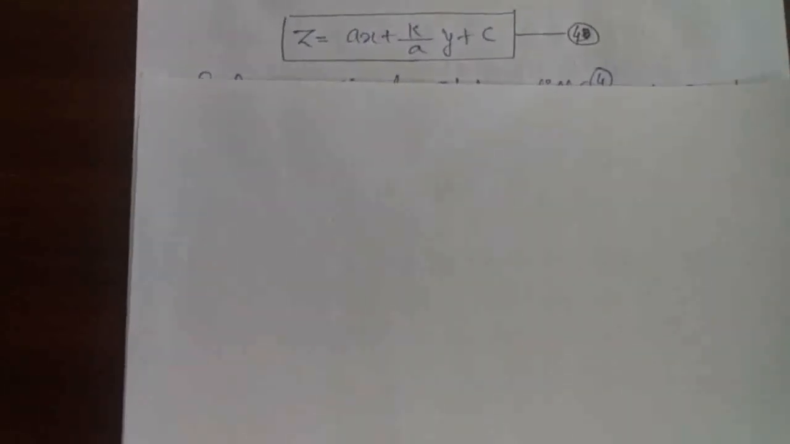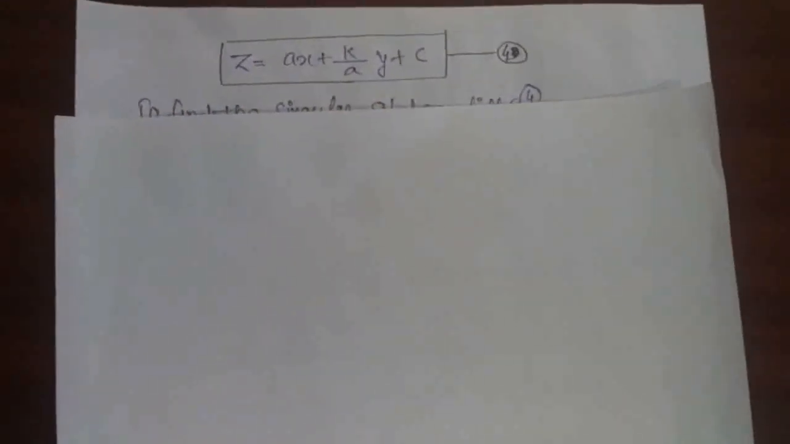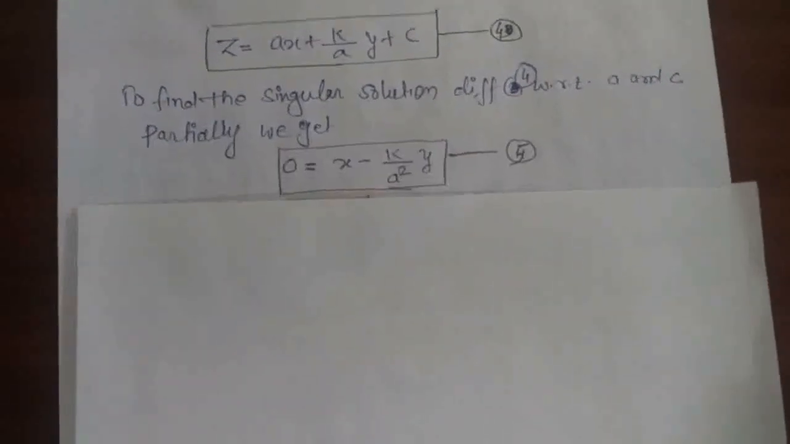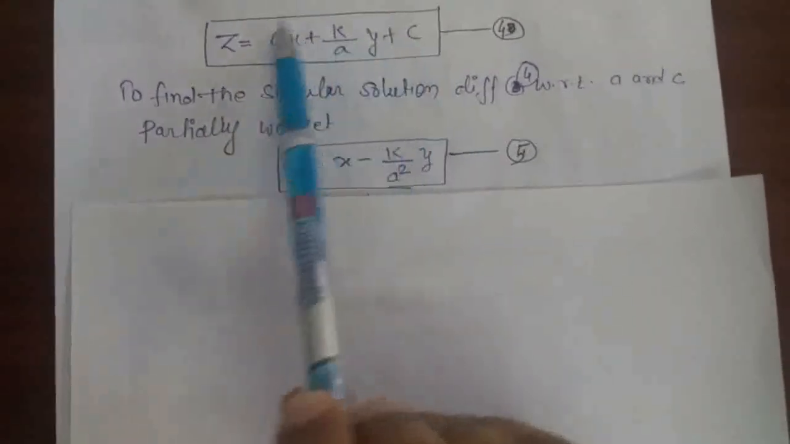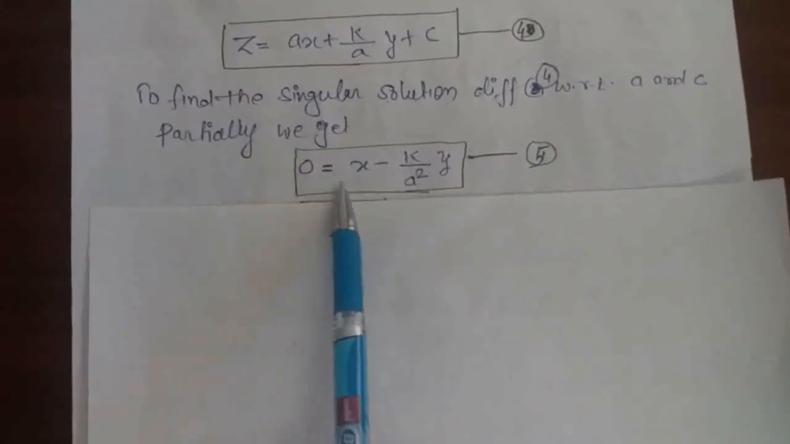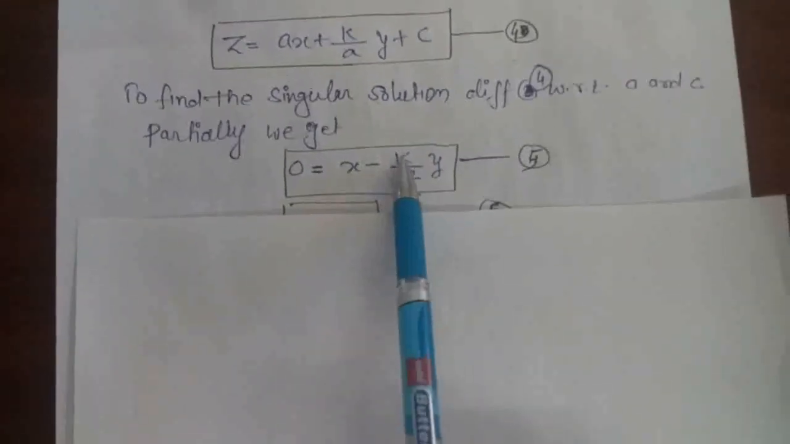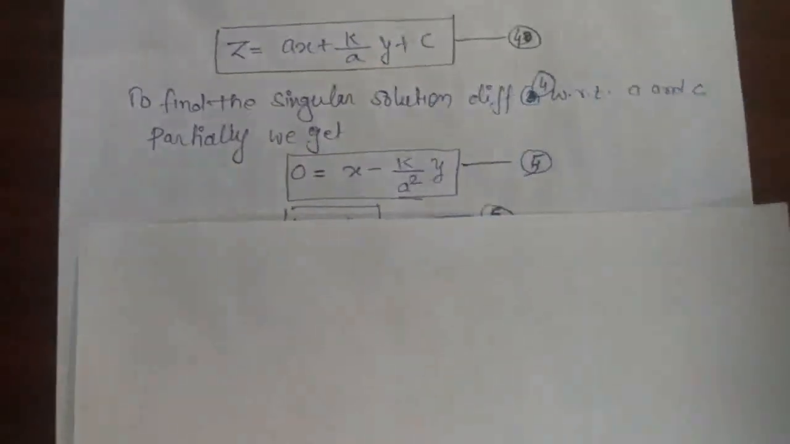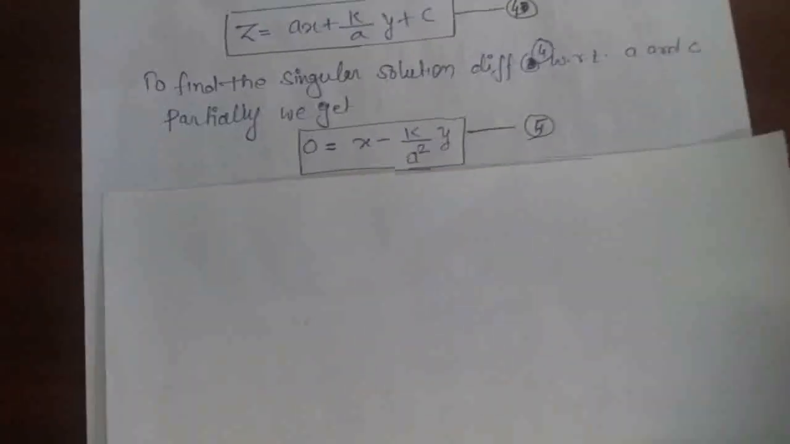Now to obtain the singular integral, differentiate this complete integral with respect to a and c partially. When we differentiate this complete integral with respect to a partially, we get 0 equal to x. Now the derivative of 1 upon a is minus 1 upon a square, k is constant, y is constant, plus c is constant, so the differential of c with respect to a is 0.